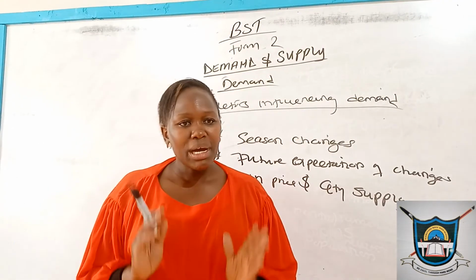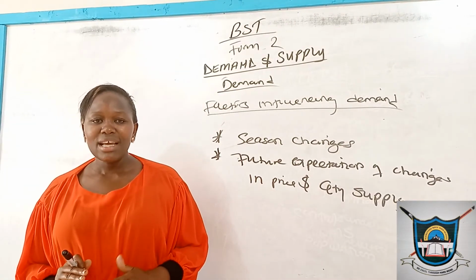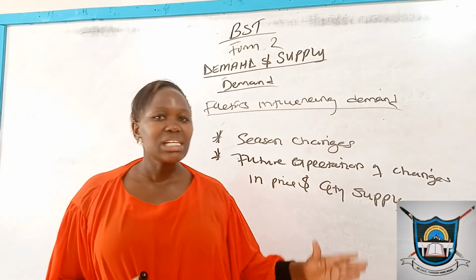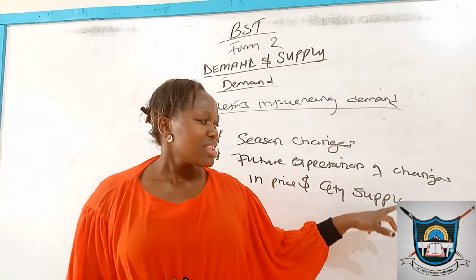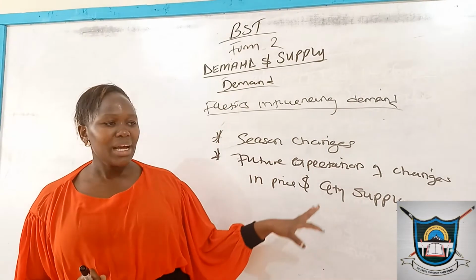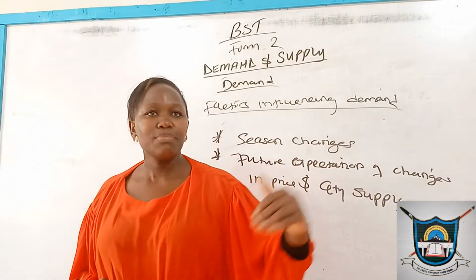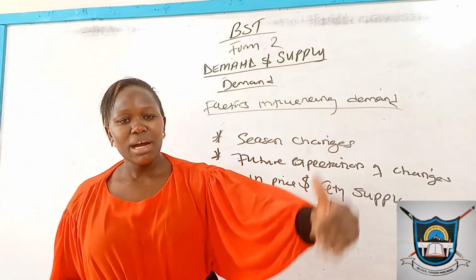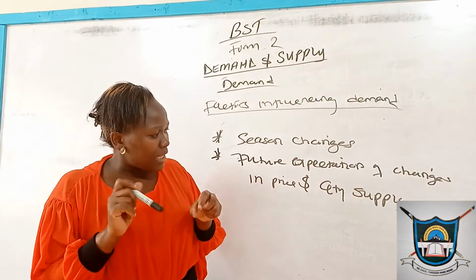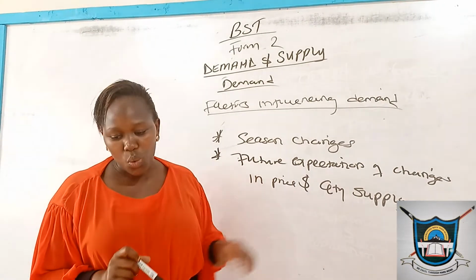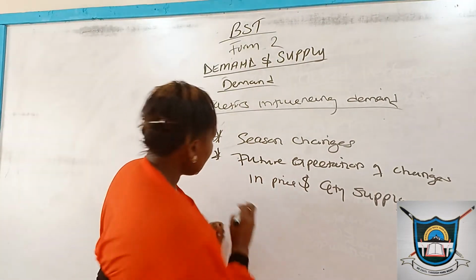automatically it goes that when supply is high in the market, it translates to a decrease in prices. So when they expect supply to increase in the market, they know automatically the increase in supply is going to lower the prices. So they can wait for that time to buy. So during that time, the demand for that particular commodity will be low.